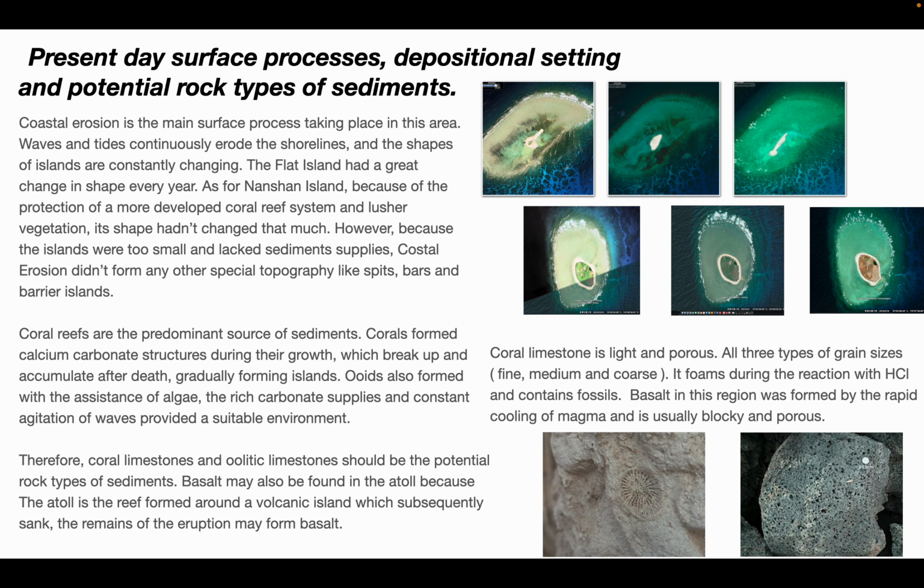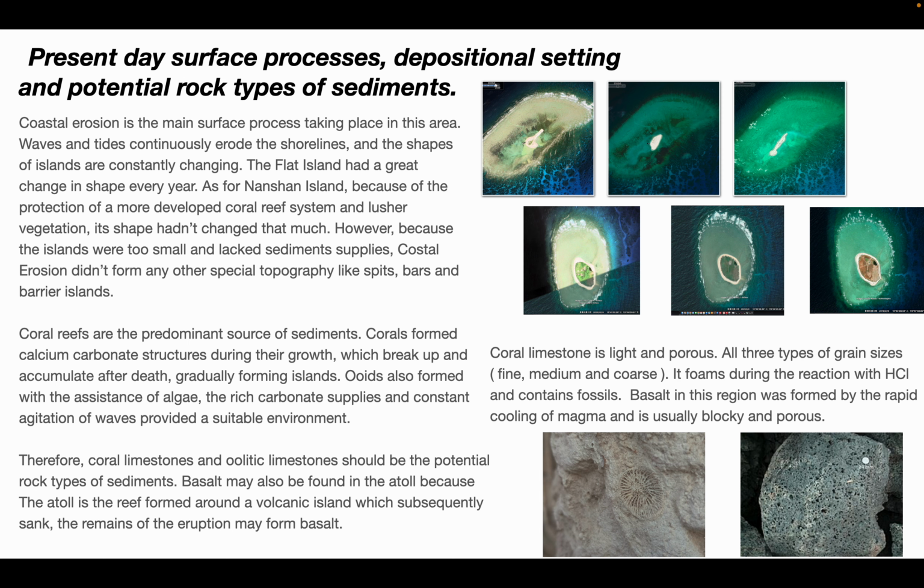Coastal erosion is the main surface process taking place in this area. Wave and tides continuously erode the shorelines, and the shapes of the islands are constantly changing. The flat island had a great change in shape every year. As for Nanshan Island, because of the protection of more developed coral reef system and lusher vegetation, its shape hadn't changed that much. However, because the island were too small and lacked sediment supplies, coastal erosion didn't form any other special topography like spits, bars, and barrier islands.